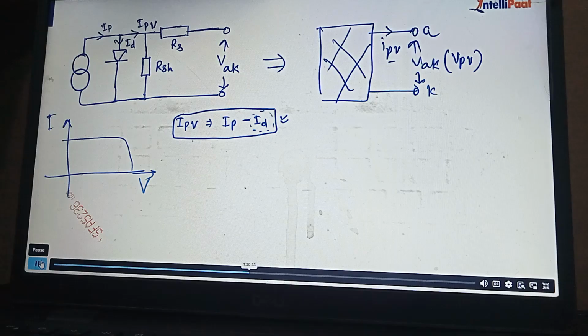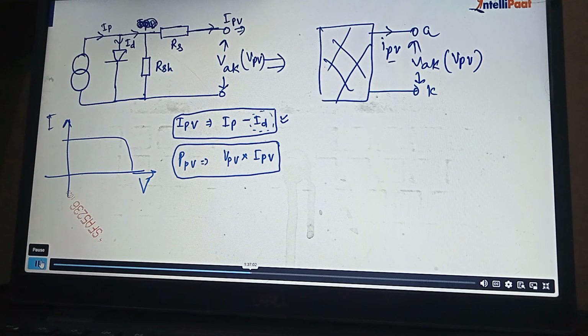Now if I am representing PPV, PPV is nothing but the voltage, suppose this is VPV, into whatever current is flowing, IPV. Sorry, I'm not representing this current here, I'm representing the current at the output side. So PPV is VPV into IPV.